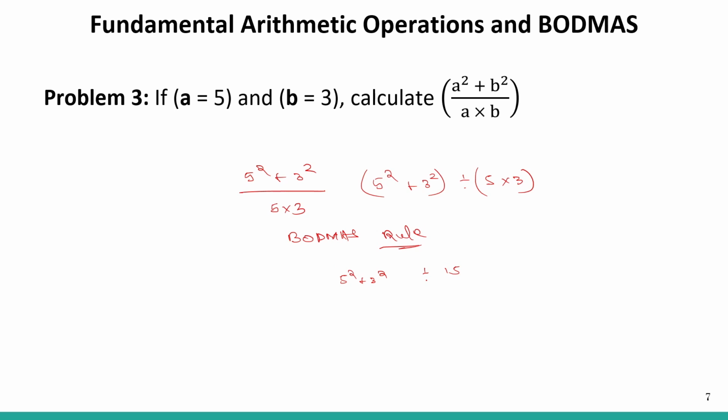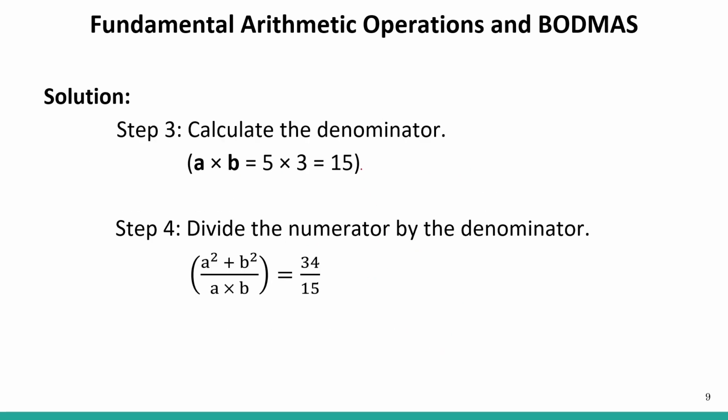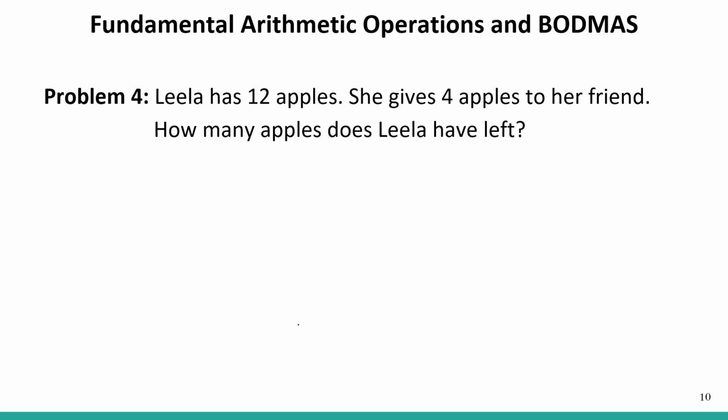Next we evaluate the exponents, so this becomes 25 plus 9 divided by 15. We evaluate the bracket first, so this will be equal to 34, and then that is divided by 15. So the answer will be 34 by 15. Let's jump into the next question, question number 4.